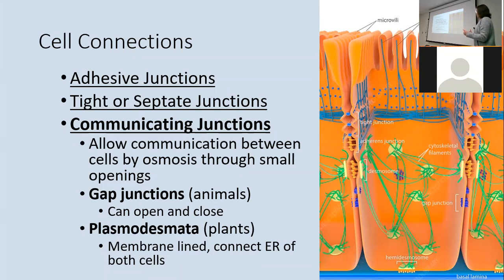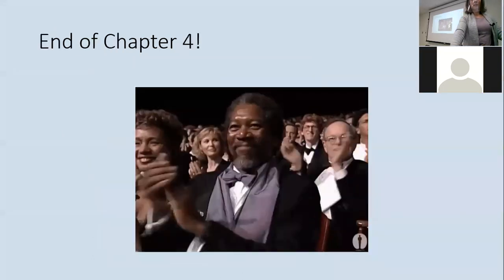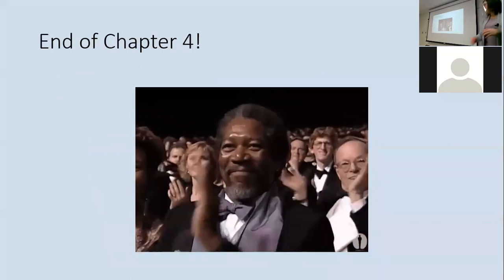All right. So we've built up our cell. We've connected our cells to other cells. We have mastered cells. And that is the end of chapter 4.